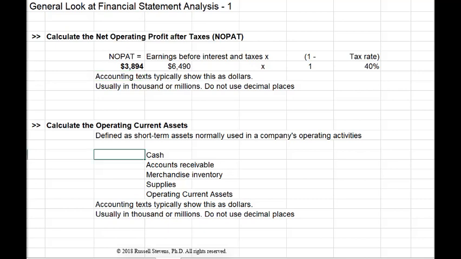The next item on your screen is the operating current assets. There is a short definition there, but if the definition in your book differs, it is suggested that you use the definition in your book for any assignments. Again, these numbers are going to be in thousands of dollars. And again, the format has been pre-set up for this video.